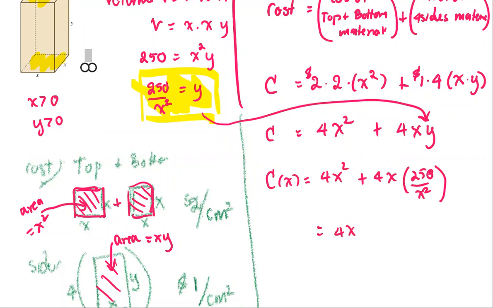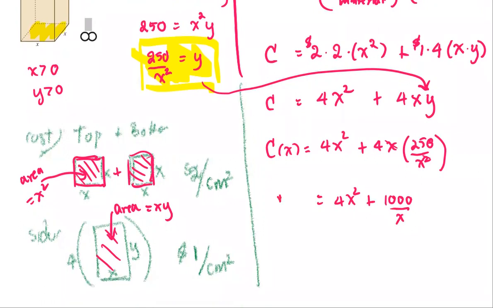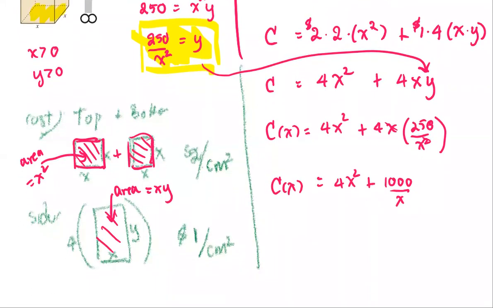Simplify it to be 4x squared plus 250 times 4, that's 1000 over x, and x squared reduced to be over x. So this is the cost function. All right, we get the cost function. I'm going to box it.